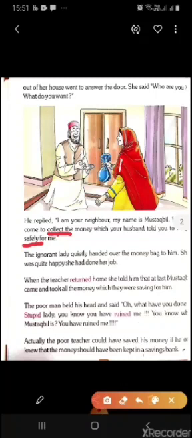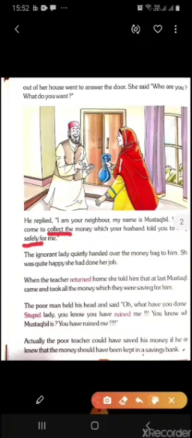When the teacher returned home, she told him that at last Mustaqbil came and took all the money which they were saving for him. So now when the teacher returned home in the afternoon, she very happily related all the incident that happened before. That is, she gave the money to Mustaqbil who came earlier and took away all the money.